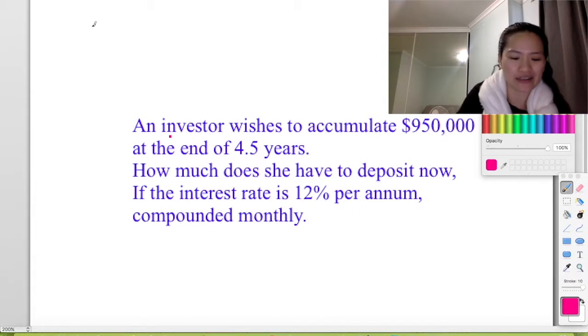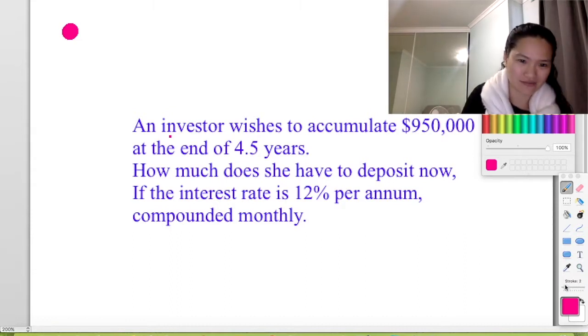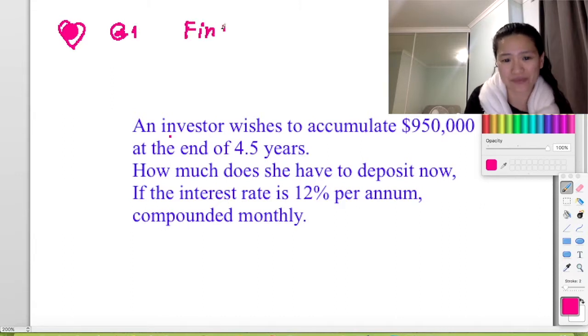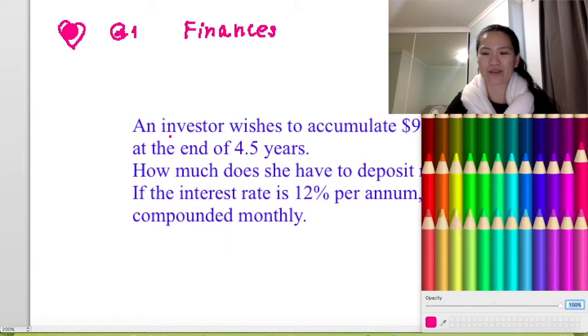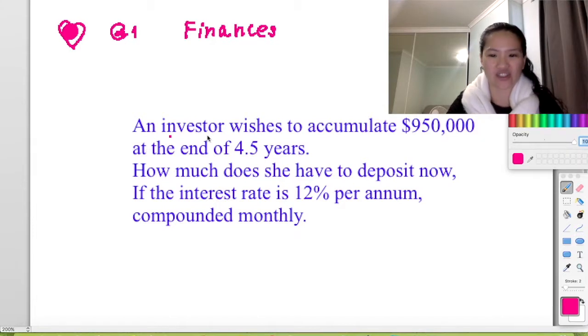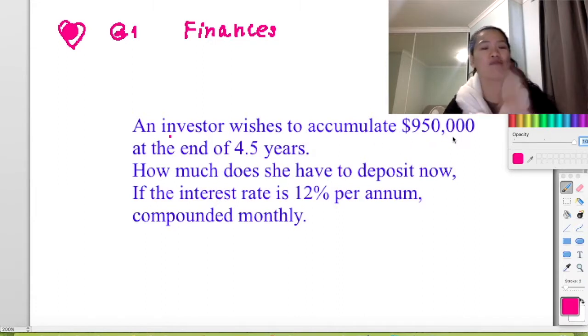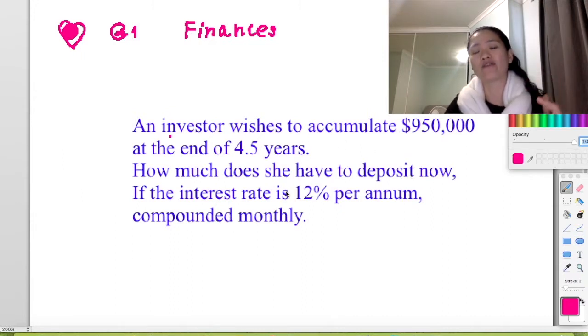But I would like to help you analyze the question. Tips. Question 1. This one is finance. Okay. First, I tell you that an investor wishes to accumulate $950,000 at the end of 4.5 years. How much does she have to deposit now if the interest rate is 12% per annum, compounded monthly?